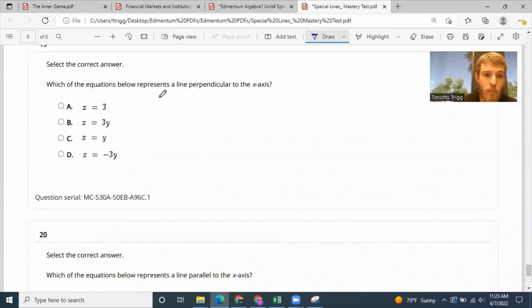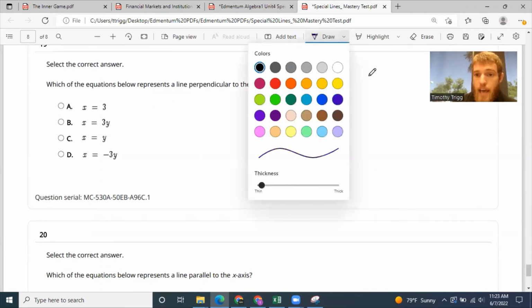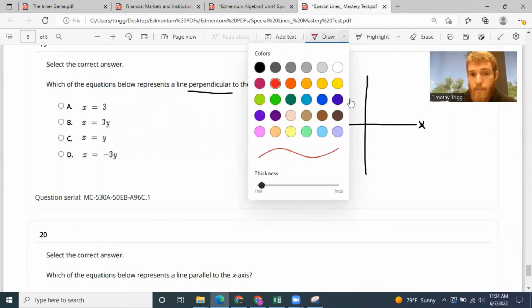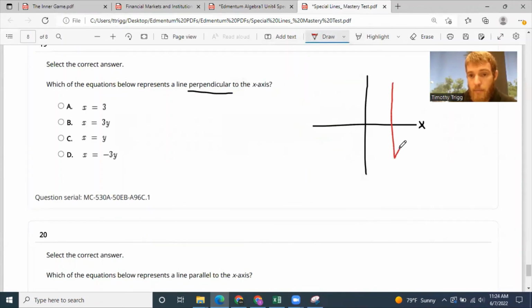Which of the equations below represents a line perpendicular to the x-axis? So if you recall, the x-axis is this one here. So the x-axis is horizontal. If I want a line that's perpendicular to that, that means I would want a vertical line, something like this. Remember, vertical lines are always in the form x equals and then just a number over here. So figure out which of these fits that description.